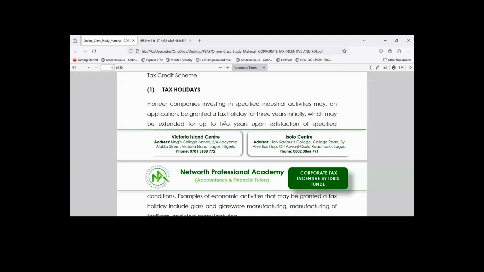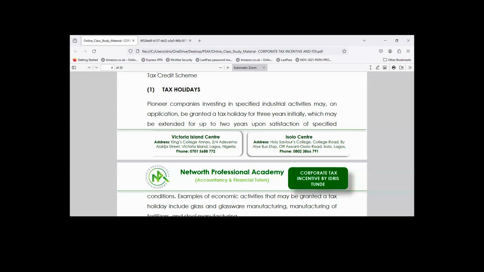The essence of this pioneer company is that most of the goods that we imported in Nigeria, if we now see any company that says, "I want to start manufacturing such kind of goods in Nigeria," we give them a tax holiday to encourage them. The tax holiday that we give a pioneer company is 3 years. For the 3 years, the company will not pay tax.